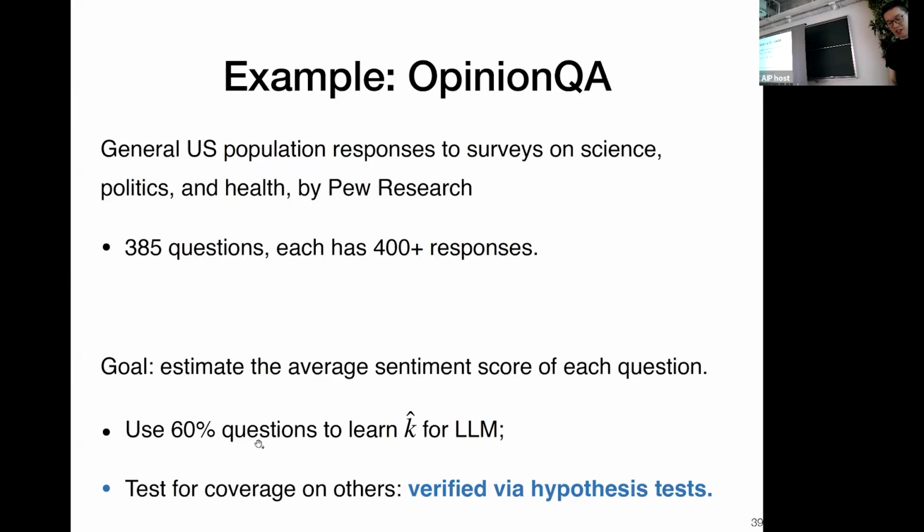We use a fraction of those questions to learn the sample size and then test for coverage on the remaining questions. It's like a training and testing split, because we claim our synthetic confidence interval has good coverage. So we hold out some data to test for coverage, and in the paper we have rigorous statistical hypothesis tests for assuring this coverage.